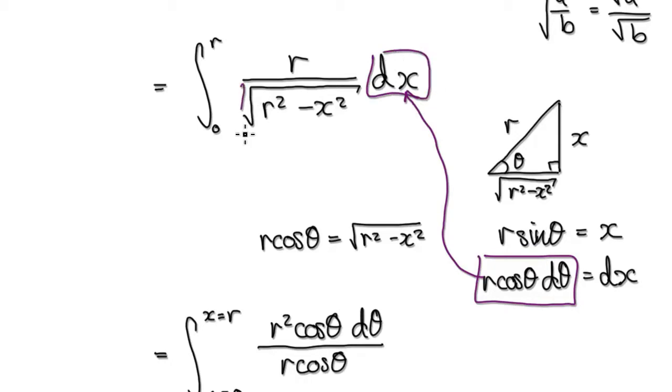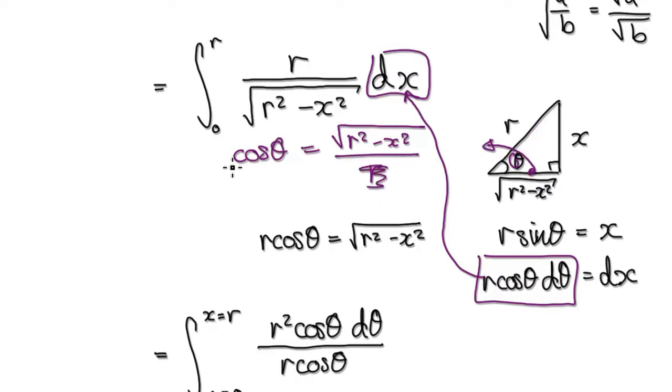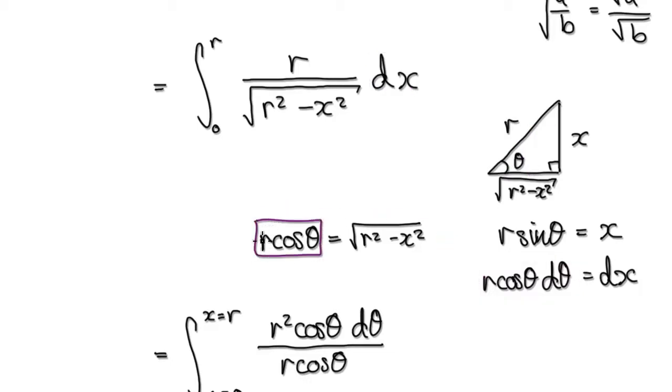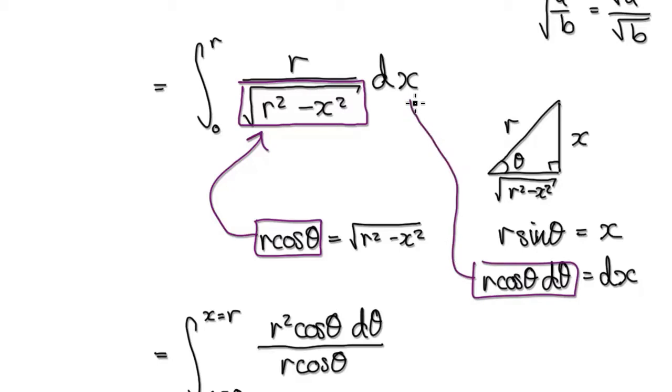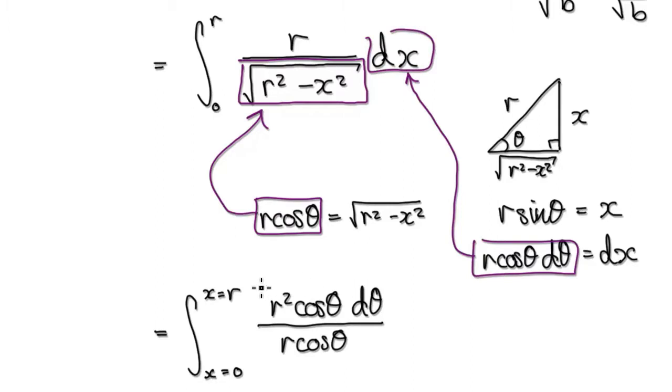And then looking at this complicated thing here, if you look at cos the angle equals that complicated thing, r squared minus x squared, divided by the hypotenuse, and then times both sides by r. That will then give you this thing here. So you can now put this into this complicated thing here. You can put this into this dx thing here. So that will then give you this.